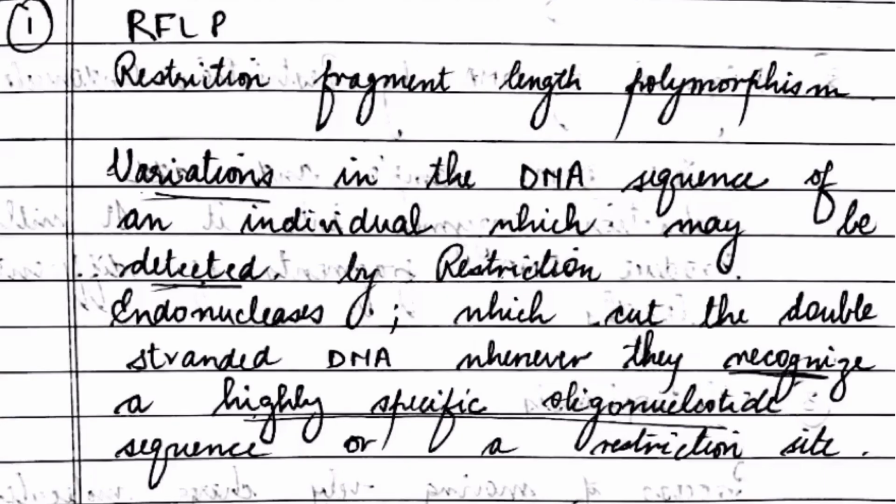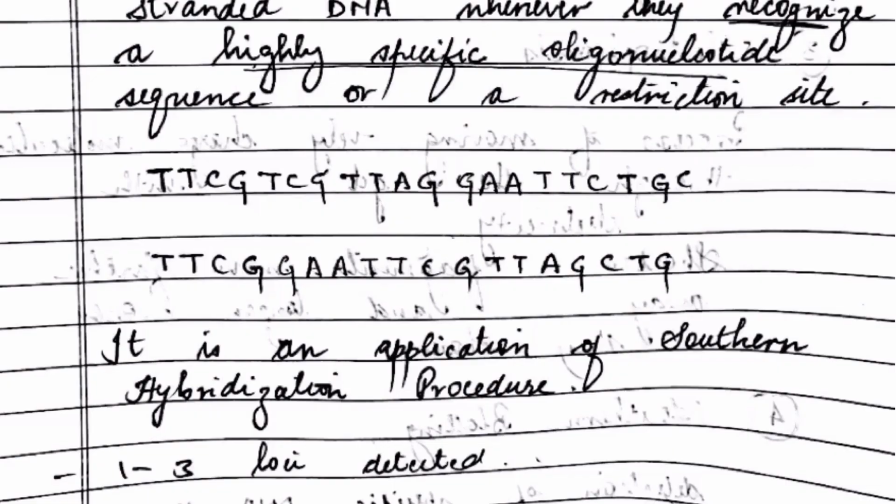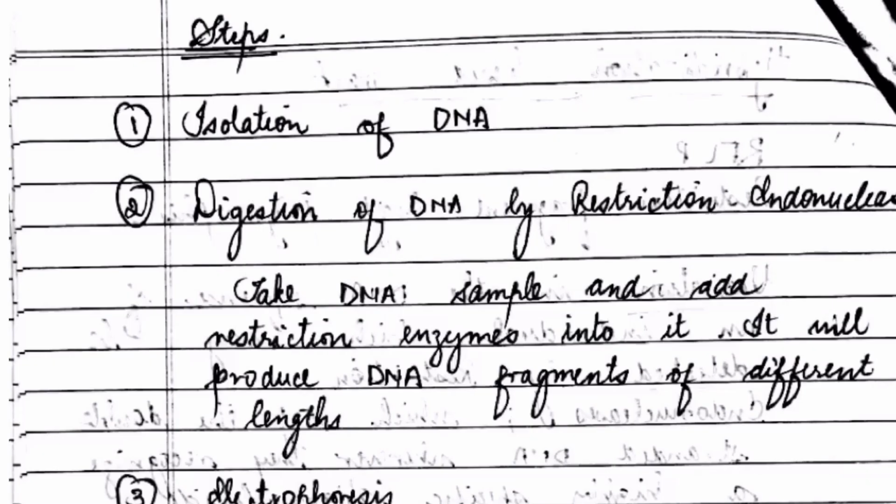Now let's study the process. First, we isolate high quality DNA, and it is then digested with a combination of restriction enzymes. I've shown the coding sequence. The highlighted sequence, GAATTC, is replaced with again GAATTC. That is, the enzyme recognizes a highly specific oligonucleotide sequence at a restriction site.